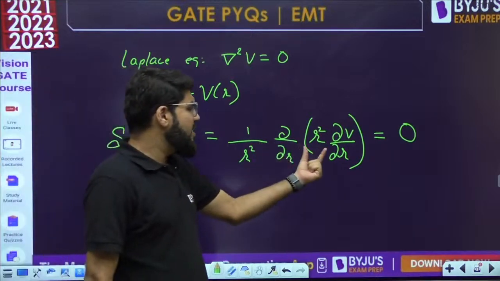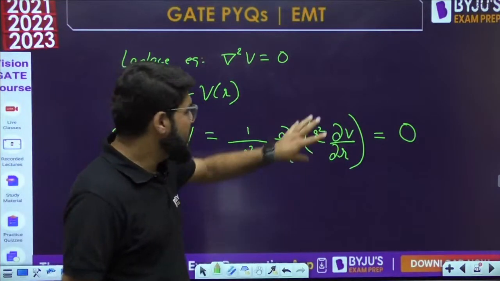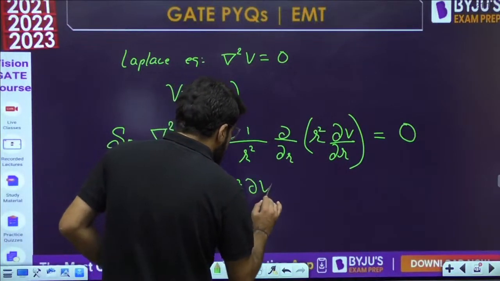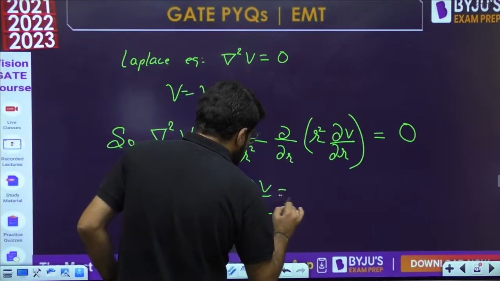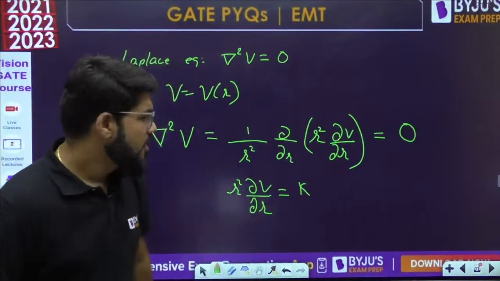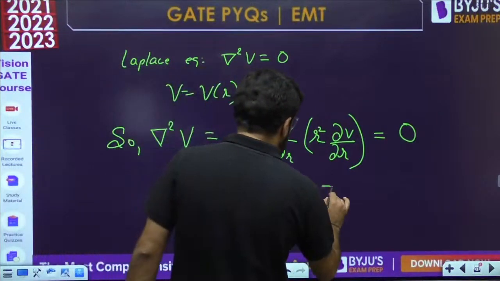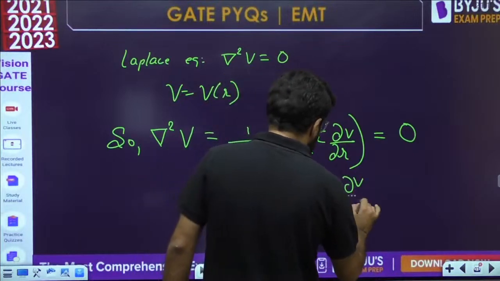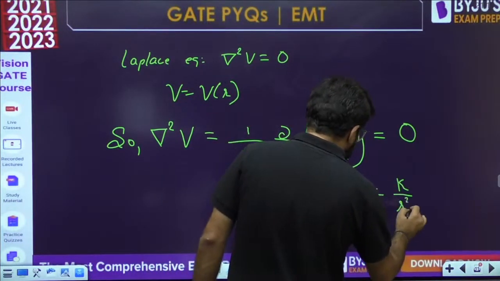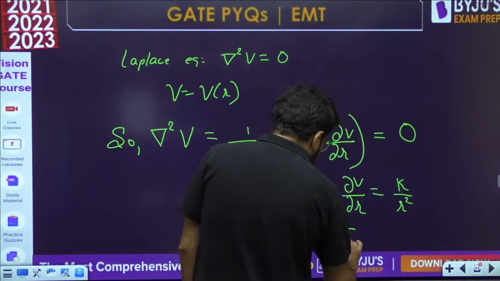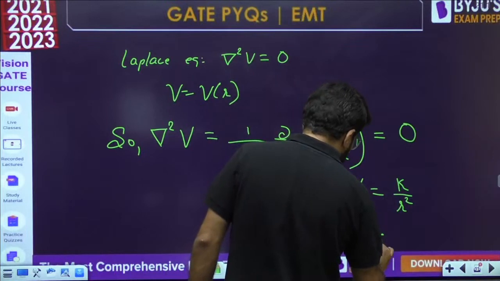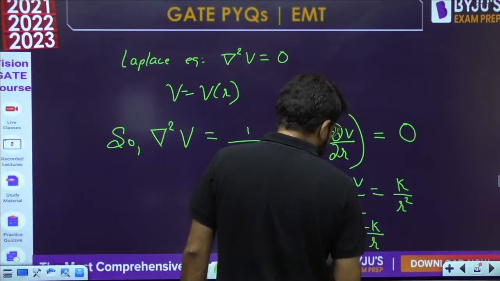Now, the derivative of some term is equal to 0. Derivative of something is 0, that means that particular term R square del V by del R can be some constant K. So, what is the value of del V by del R? Del V by del R is equal to K by R square. So, when you integrate this, what is V? 1 upon R square integral is minus 1 by R.